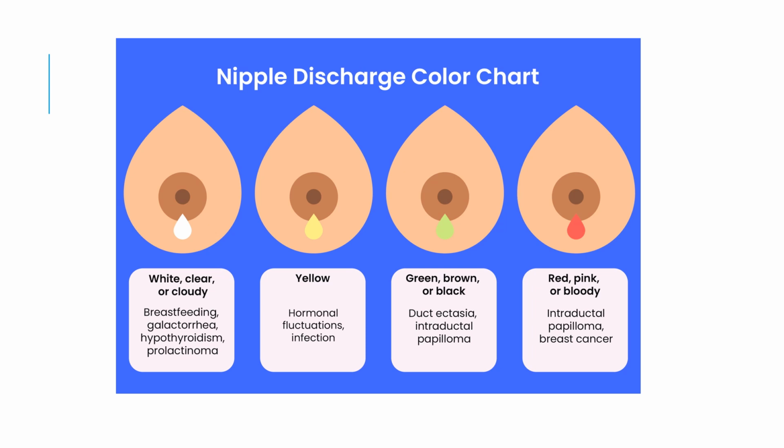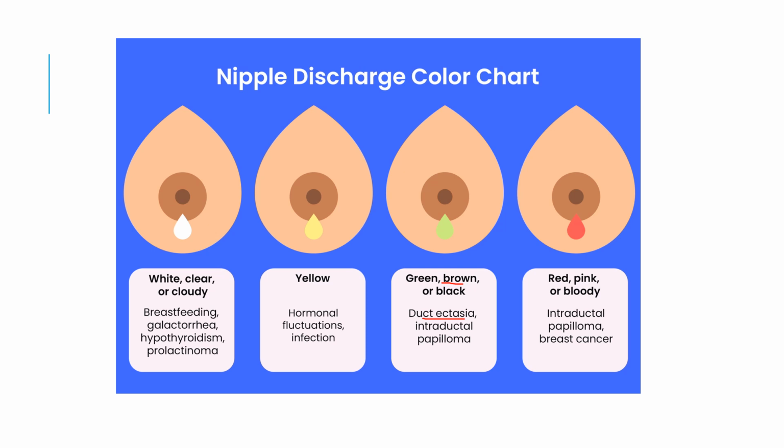Coming to nipple discharge. Nipple discharge can be a hint to different things happening in the breast. So if it is white, clear or cloudy, it can be milk during breastfeeding. It can be galactorrhea, hypothyroidism, prolactinoma. If it's yellow, it can be pus, like in infection, or hormonal fluctuations. If it's green, brown, or black, it's duct ectasia and intraductal papilloma.